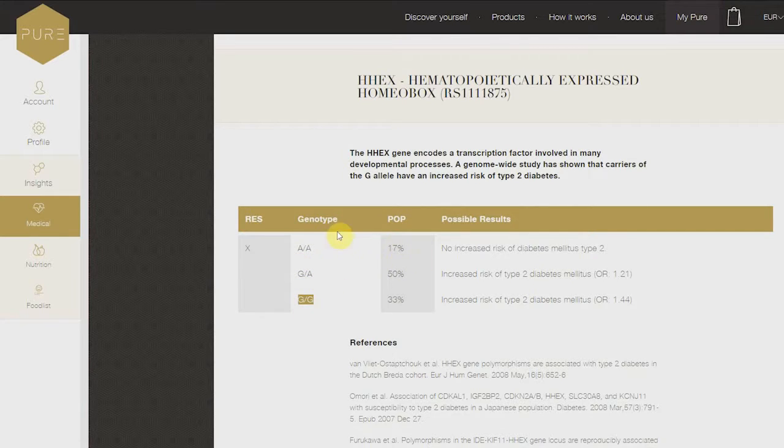So here you can see how common it is, and this arrow here will tell you what your result is. So in this example, this person has AA, the same as 17% of the general population, and this then explains what it means to you. So this means that there's no increased risk of diabetes type 2.